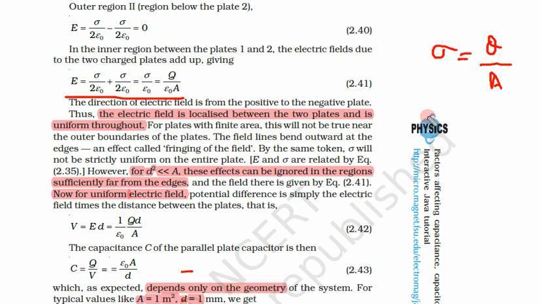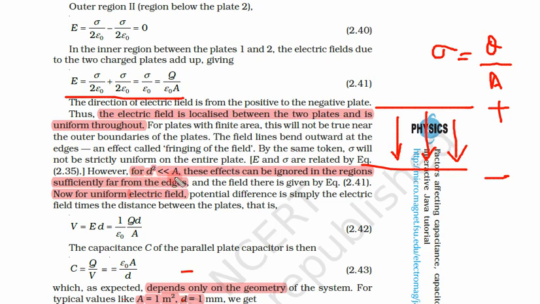Why? Because we have taken infinitely large or very large plane sheets. If we would have taken small sheets, there would be some problem at the corners, there would be some bending on the corners, but we have taken very large sheets, so there is no bending. And for all the field lines, let us say this is the positive plate, this is the negative plate, the electric field is uniform throughout.